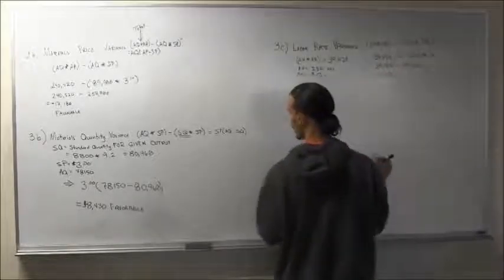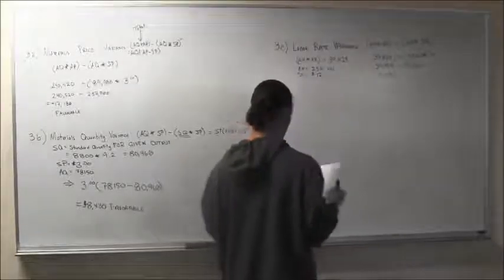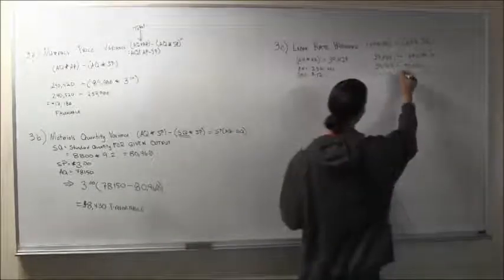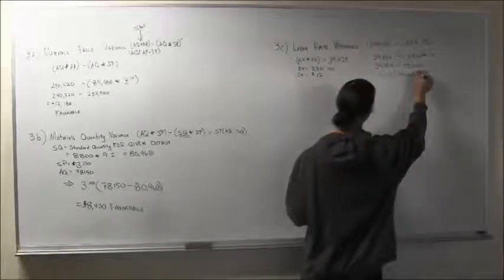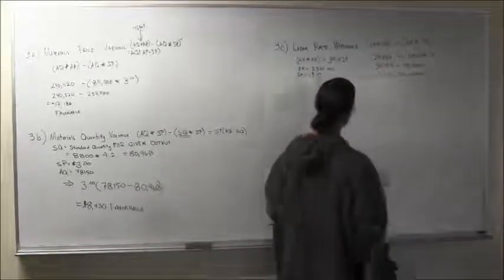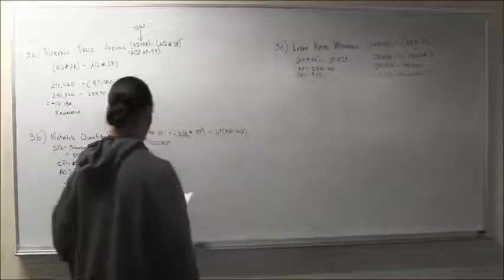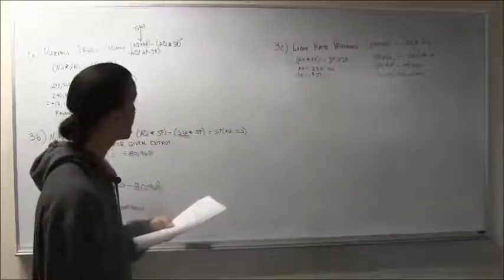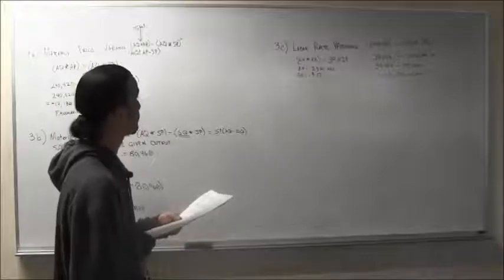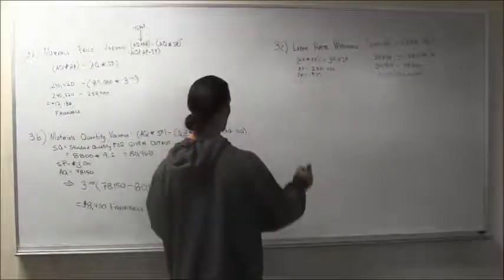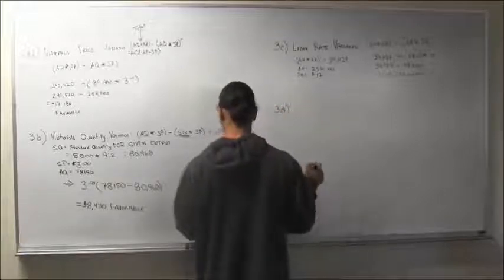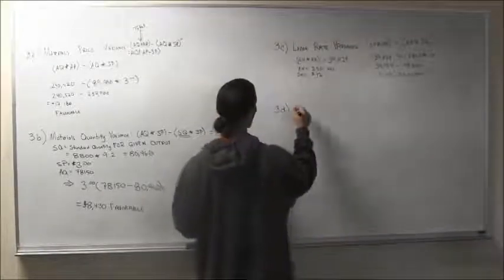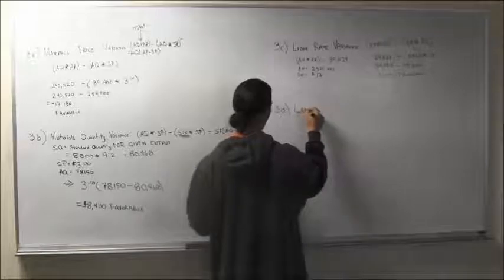$4,096, that's also negative, so that will also be favorable. All right, now we're doing the labor efficiency.